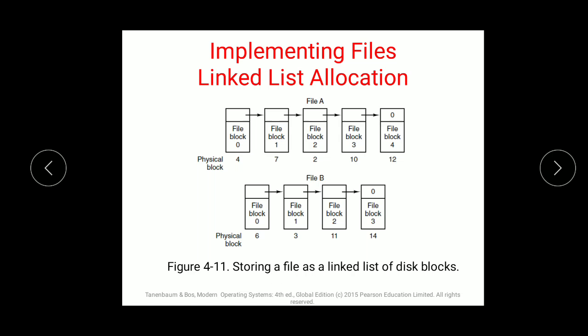The second type of allocation is implementing files with linked list allocation. Linking means connecting the list. Linked list allocation overcomes the limitations of contiguous allocation. So whatever drawbacks or disadvantages were there in contiguous allocation are overcome by the linked list. In linked allocation, each file is a linked list of disk blocks. So separate blocks are created for each and every file in the list.